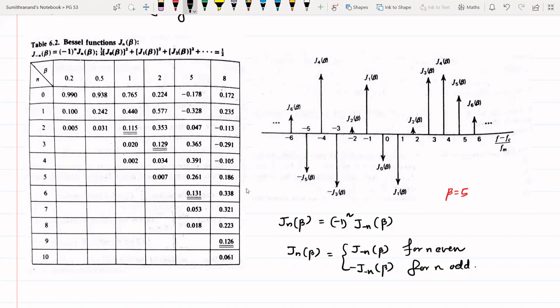In this spectrum, the point corresponding to n is equal to 0 denotes the frequency Fc. Here in this table, it is beta is equal to 5 and n is equal to 0. Then you can see the value as minus 0.178. That's why this Fc is plotted downward.